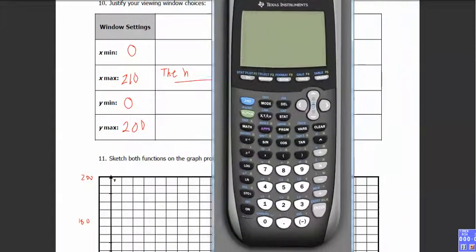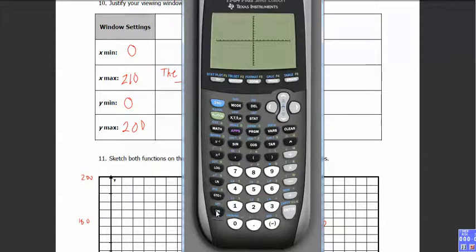You may remember that we typed in our equations before. So there were the equations. Now we're going to go to window. Strangely enough, it's called the same thing, window. Now we're going to make our x-min 0. We're going to make our x-max 210. The scale, you can do whatever you want with that. Since it's 10 on my graph here, I'll go ahead and make it 10, but it doesn't really matter that much. The y minimum was 0, and the y maximum was 200.